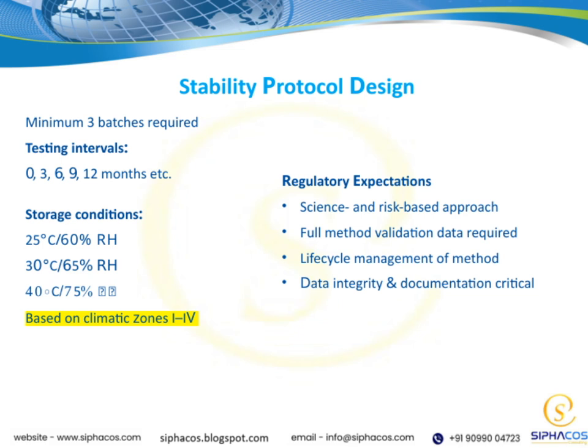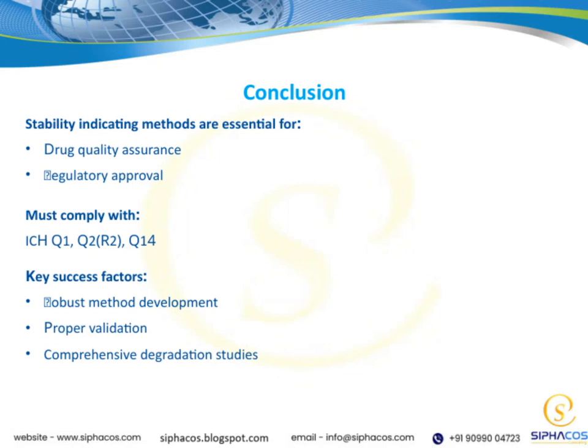and consumers. So, to wrap up, let's talk about why stability indicating methods are absolutely essential in our work. They play a critical role in ensuring drug quality and safety, giving us confidence that the product remains effective throughout its shelf life. They are also vital for regulatory approval, since authorities require solid data demonstrating product stability and consistency. It's important to remember that these methods must comply with key guidelines like ICH Q1, Q2(R2), and Q14. These standards help ensure our methods are scientifically sound and internationally accepted, which is crucial for global markets.